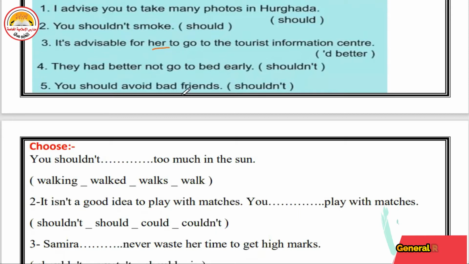We use the verb what with friends? Make. We shouldn't make friends with bad people. We shouldn't make friends. Okay?